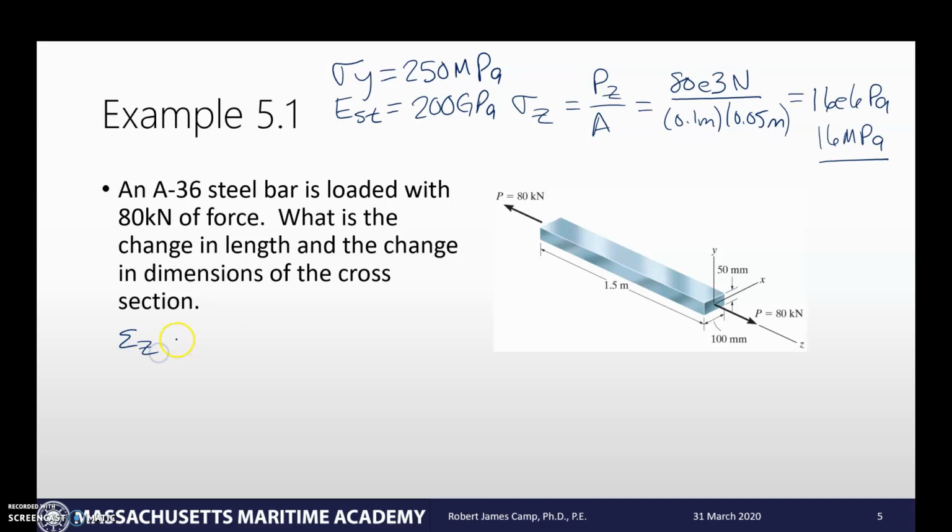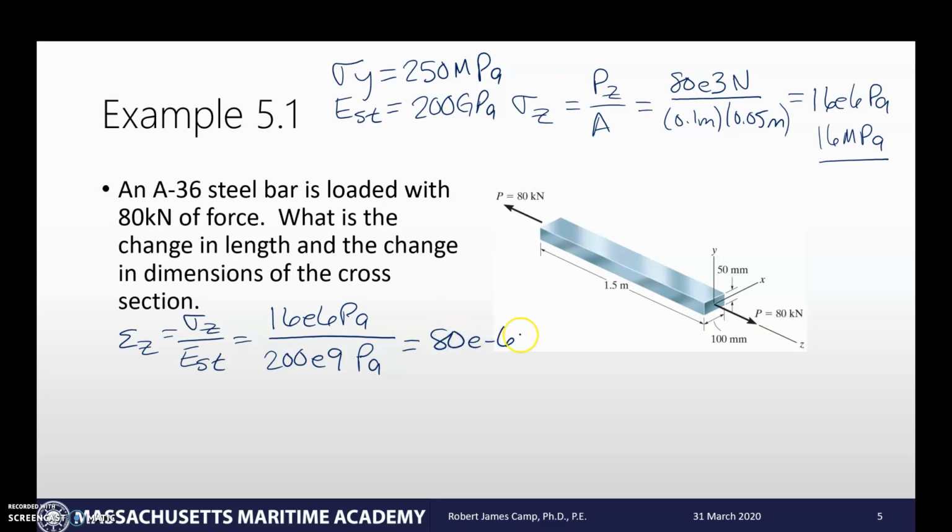The strain in the z direction is just going to be the stress in the z direction divided by the modulus of elasticity of the material. We have 16 times 10 to the 6 Pascal as our stress, and we're going to divide that by our modulus of elasticity, which is 200 times 10 to the 9 Pascal. Once I calculate this out, the strain in the z direction is 80 times 10 to the negative 6.